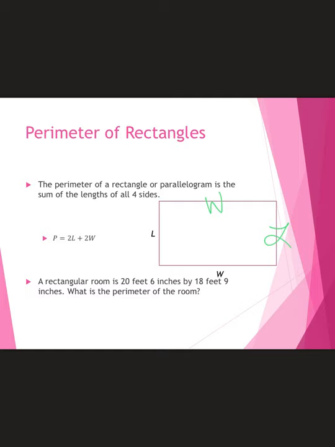So a rectangular room is 20 feet and 6 inches by 18 feet and 9 inches. What is the perimeter of the room? Well, we can't have these mixed units, so you would need to convert everything to the same units, or convert these measurements to decimal. So 6 inches is half of a foot, so that could be 0.5. 9 inches is 3/4 of a foot, so that could be 0.75. So I'm going to do the perimeter is 2 times 20.5 plus 2 times 18.75.